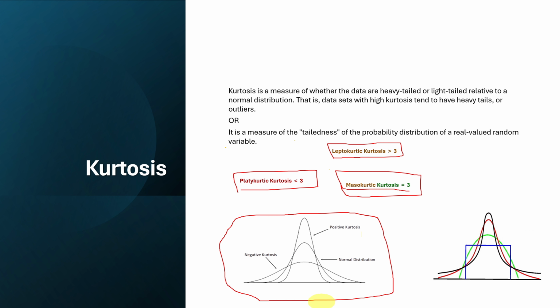Usually kurtosis is used just to identify whether your data is heavy tailed or light tailed. Heavy tailed is like, obviously this is your heavy tailed, going all the way. Light tailed, this is your light tailed. This is the only reason you use this.